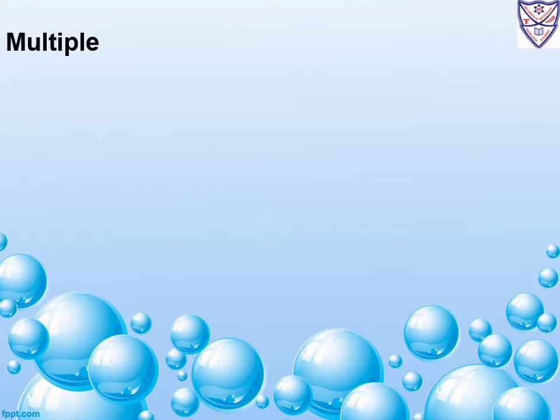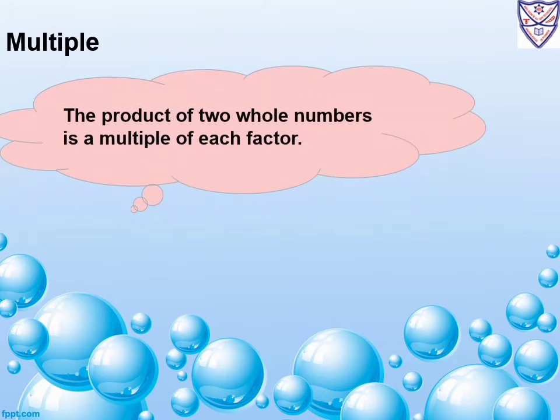Our first topic is multiples. The product of two whole numbers is a multiple of each of its factors. What does product mean? When we multiply the multiplicand and the multiplier, the answer is known as the product. This product is also known as a multiple of each factor.